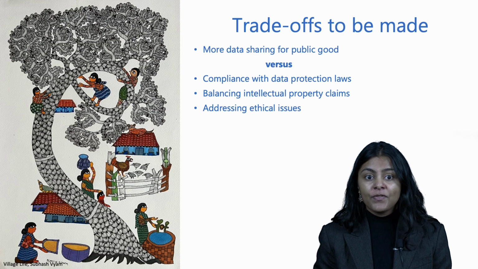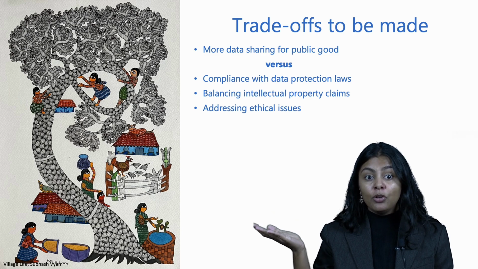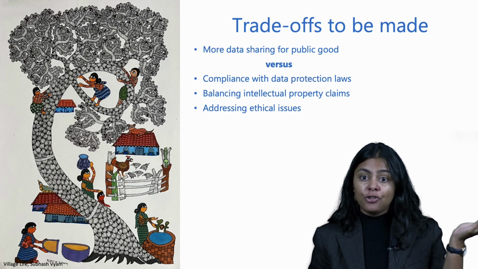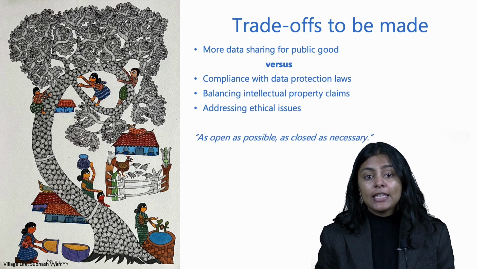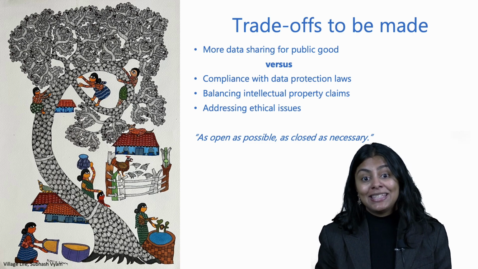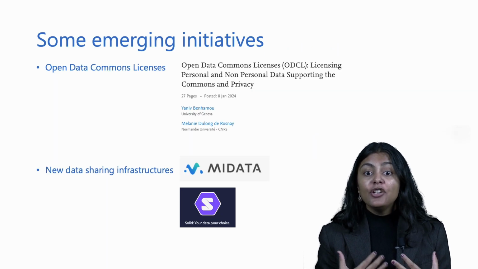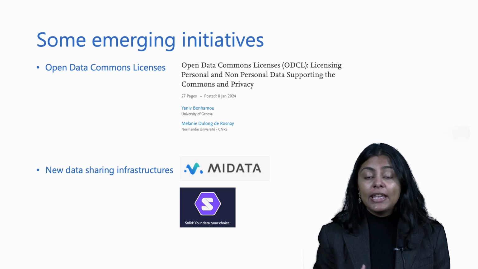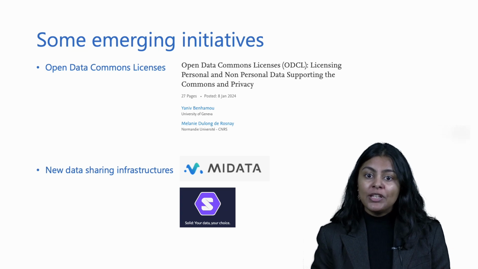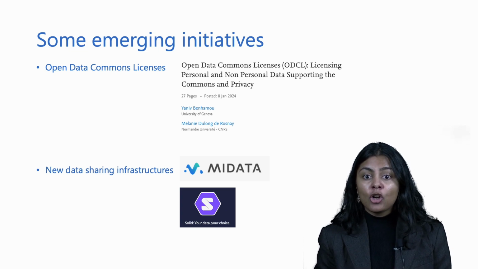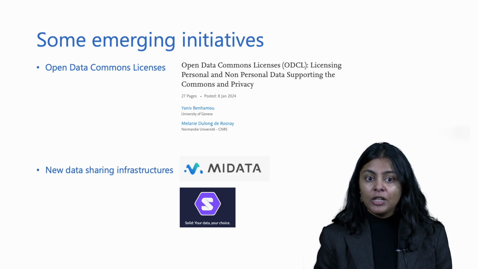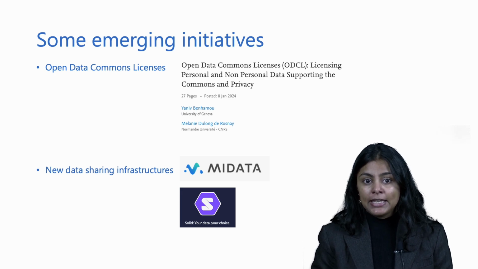Creators need to make trade-offs between sharing more data for public good and in the public interest on the one hand, and balancing legal and ethical issues on the other hand. This is encapsulated in the principle of as open as possible, as closed as necessary. There are new license models for sharing data sets that might contain personal data. For example, two researchers have created the Open Data Commons license, which introduces a privacy pledge that must be affirmed by each reuser of a mixed data set.